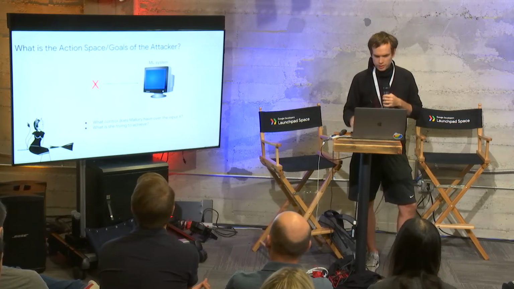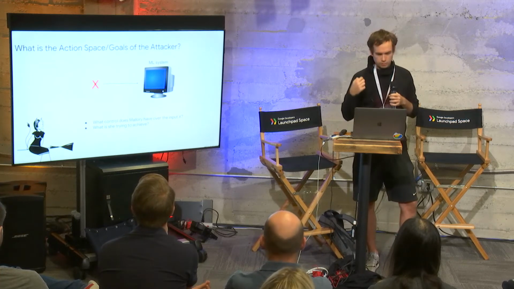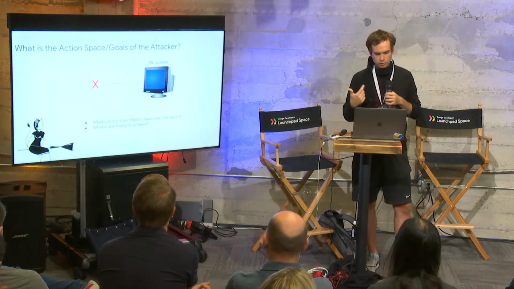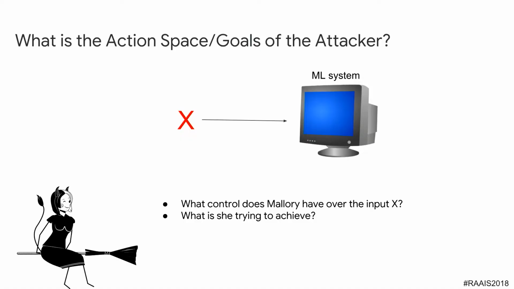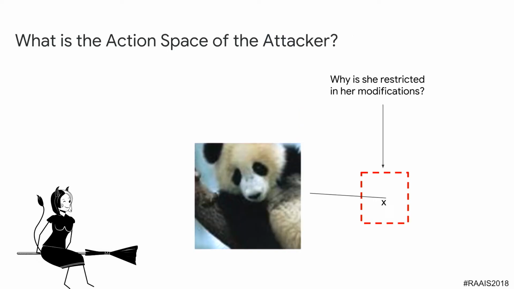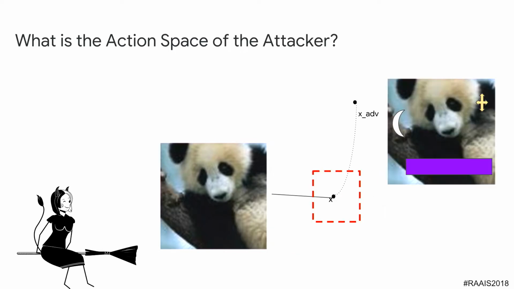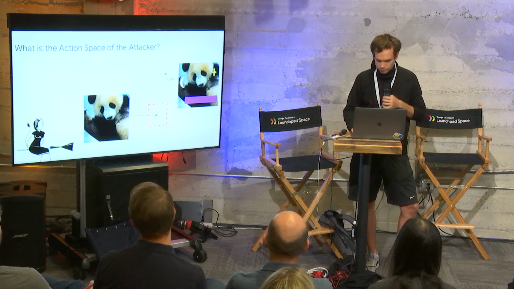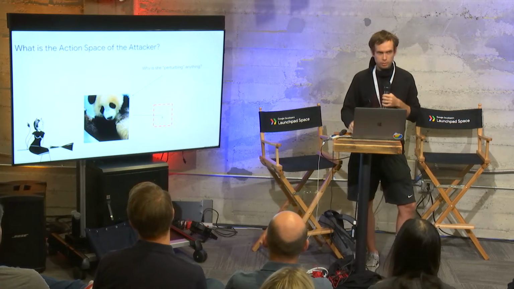Okay, what is the action space and goal of the attacker? What control does Mallory have over the input X, and what is she trying to achieve? In particular, why is she restricted in her modification? Why is she trying to make an imperceptible change to an image? Could she do this instead? And actually, why is she perturbing anything?